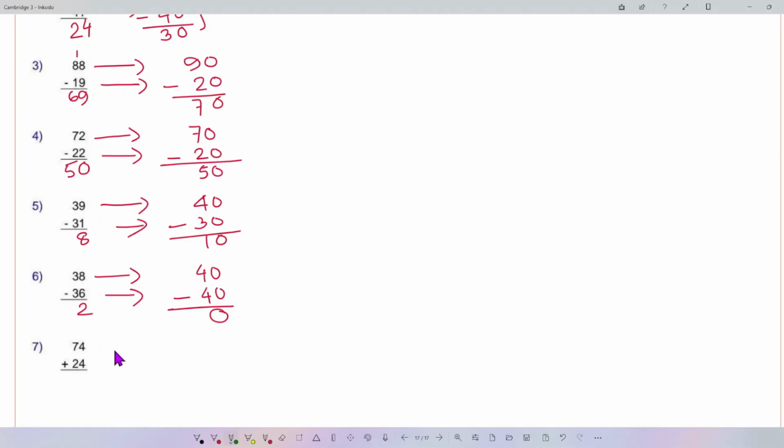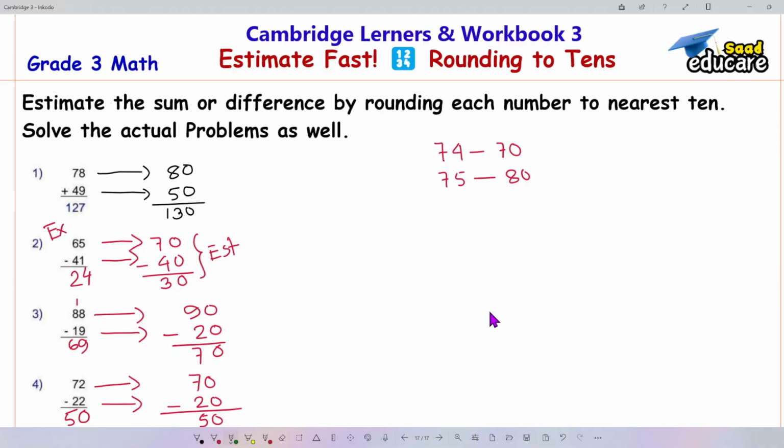And today's final question, 74 nearest 10 is 70. 24 nearest 10 is 20. So once we make the summation, 0, 7 plus 2 is 9. What about the exact? 4 plus 4 is 8. 7 plus 2 is 9. So 98 is the exact value and 90 is the estimate value, which is nearest 10.